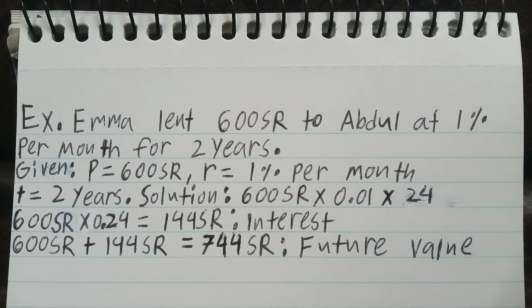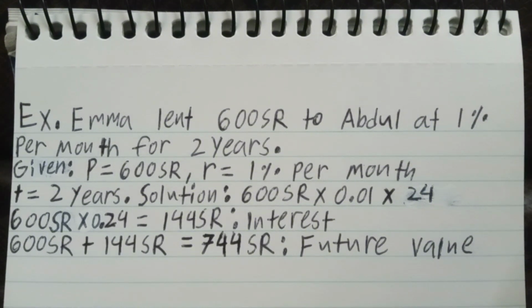Emma lent 600 reals to Abdul at 1% per month for 2 years. So let's proceed to our given. P, the principal, equals 600 reals. R, the rate, equals 1% per month. T, the time, equals 2 years. So for our solution, we have 600 reals times 0.01 times 24.